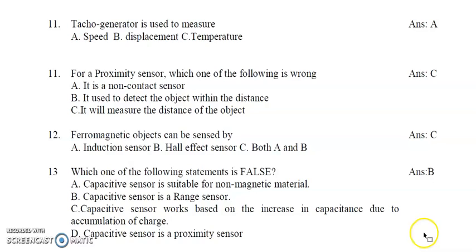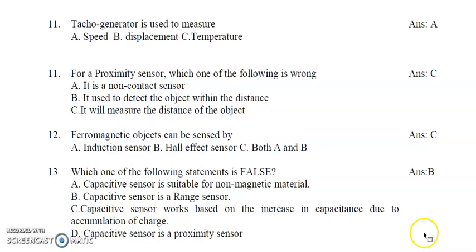So the C, it will measure the distance of the object. Proximity sensors only detect, they don't measure, right? That is the difference between a proximity sensor and the range sensor. Proximity sensors only detect the object. They don't measure the distance between the sensor and the object. But contrarily, range sensors detect the object as well as measure the distance between the sensor and the object. So that is the difference. Please remember this point.